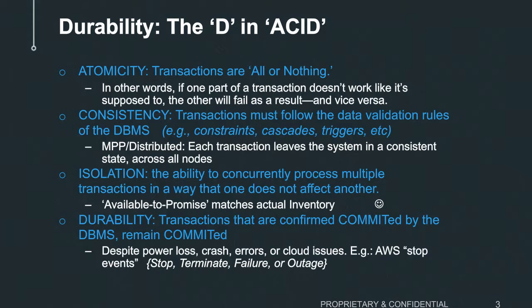The I in ACID means isolation, the ability to concurrently process multiple transactions in a way that one does not affect the other. And so you make sure, for example, the same thing with consistency, that the available to promise matches the actual inventory. In that case, you have 2 different people trying to do a transaction. If you have 10 things in your available to promise, one person wants 6, the other person wants 4, it really depends if person A or person B hits commit first or hits buy.